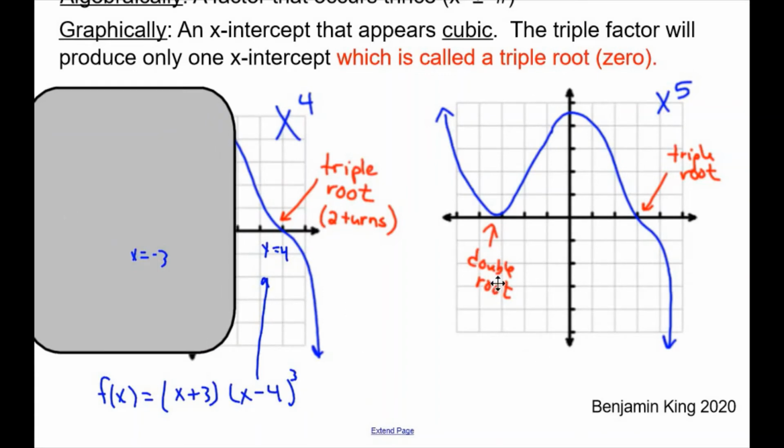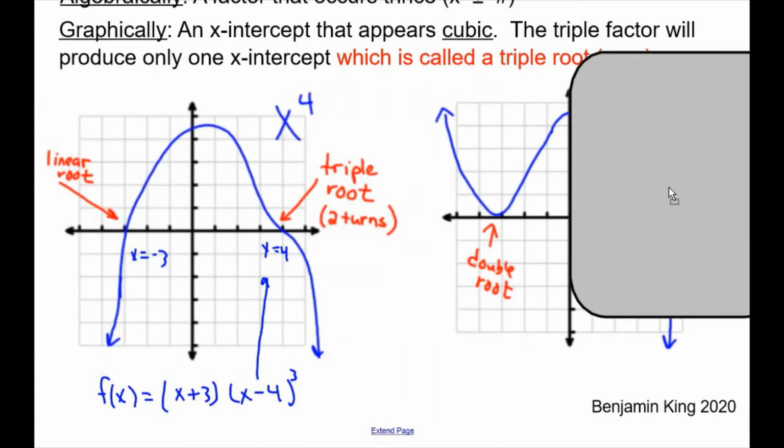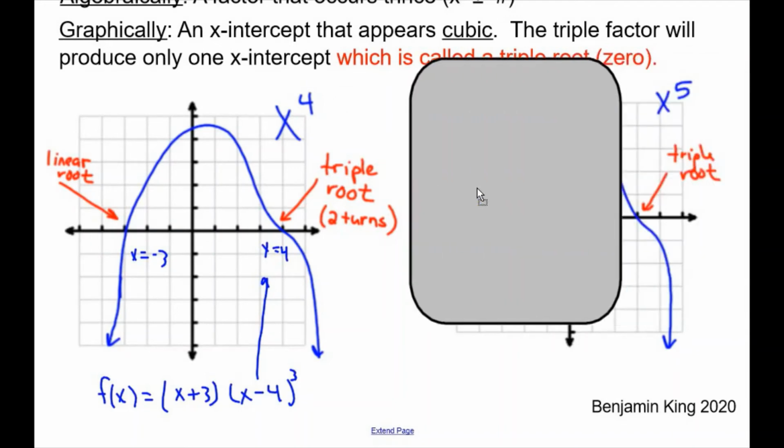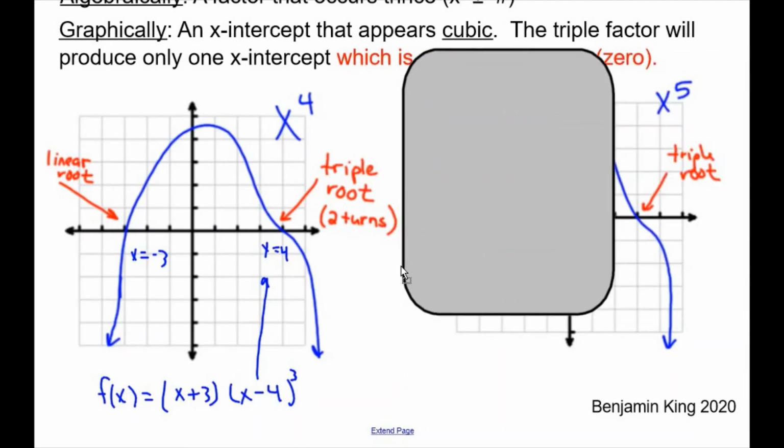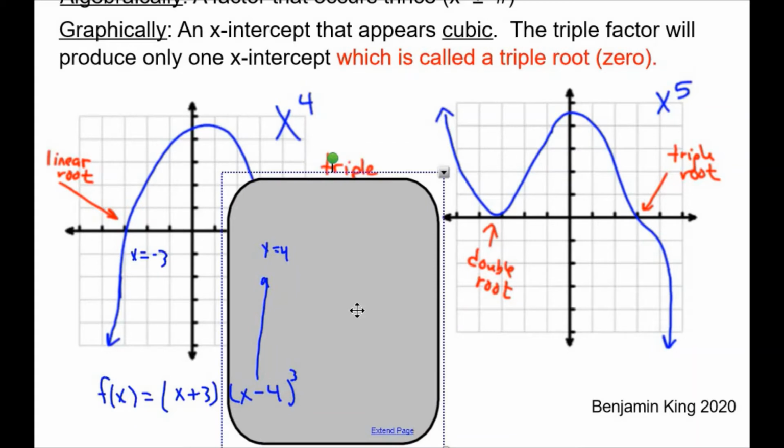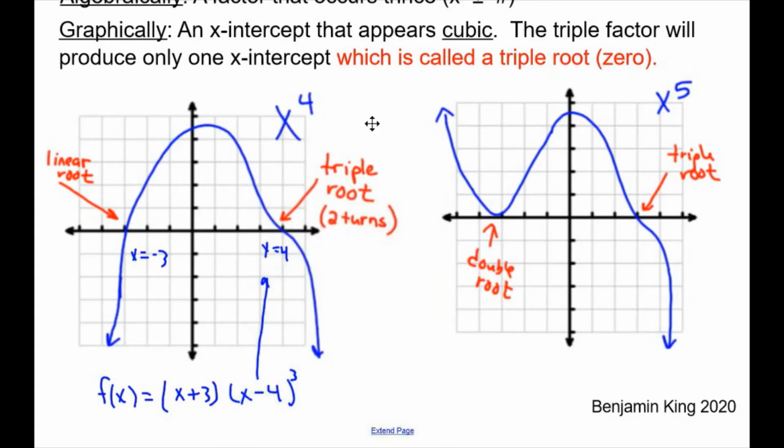So here's another example. This one has a double root right here. It looks like a quadratic right there. And then it also has a triple root. So how in the world did I get that this was a 5th degree polynomial? If I count the turns, 1, 2, again, a triple root counts as 2 more, 3, 4. You always take the terms and add 1 to get to the degree.